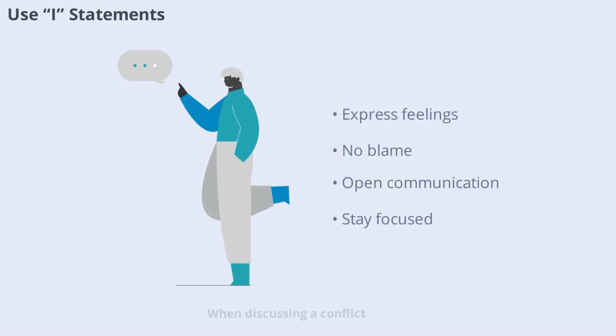When discussing a conflict, use "I" statements to express your feelings and needs without blaming others. For example, say, "I feel frustrated when meetings start late," instead of "You're always late." This approach reduces defensiveness and encourages open communication. It helps keep the conversation focused on the issue rather than personal attacks.